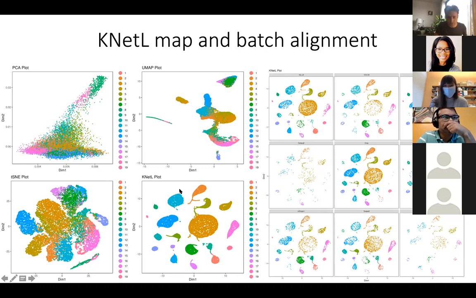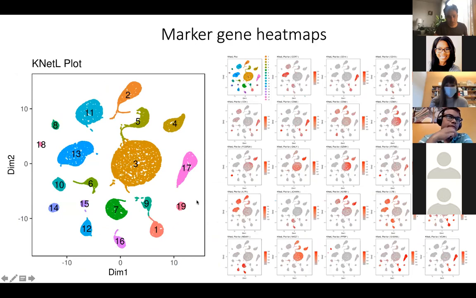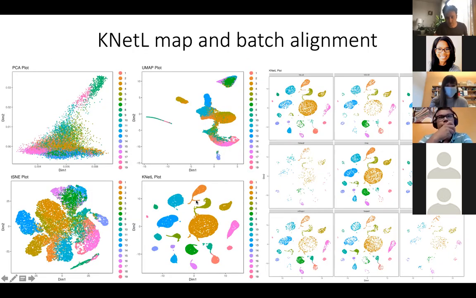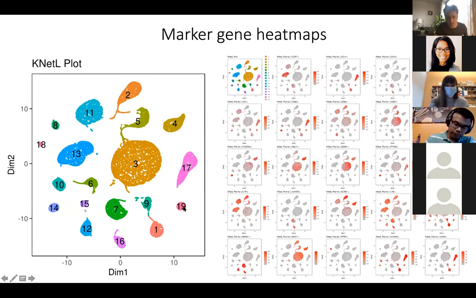And you can see the clusters in the UMAP and tSNE. Usually the clusters are very close to each other, so you're kind of drawing the line between them, which is a sort of approximation, and KNetL map makes it easier to do that. So the same clusters in here, about 17, I believe? Yes, there are 19 clusters.